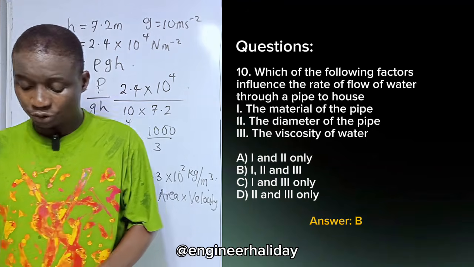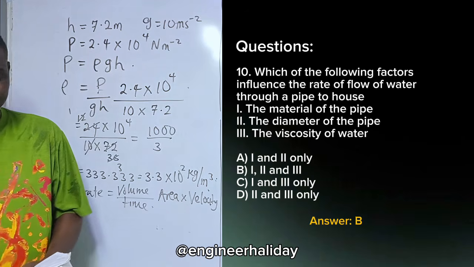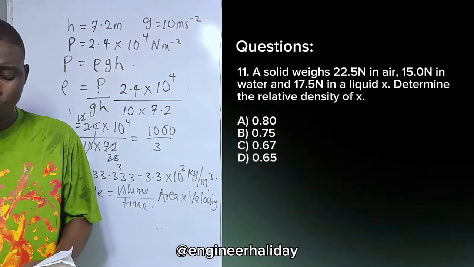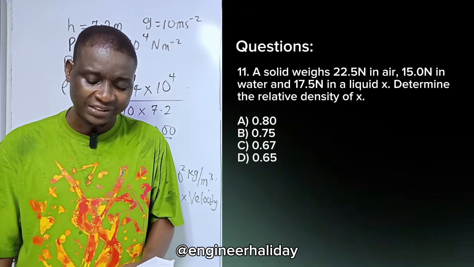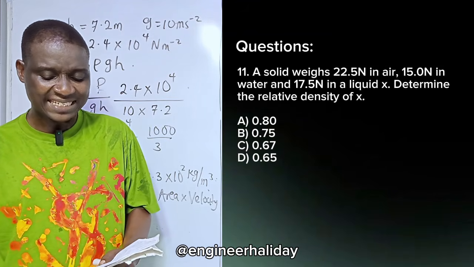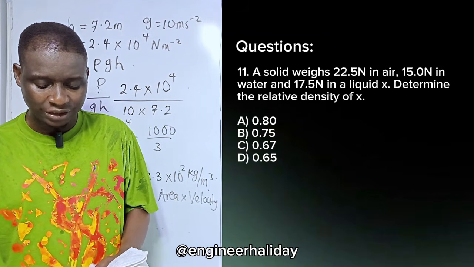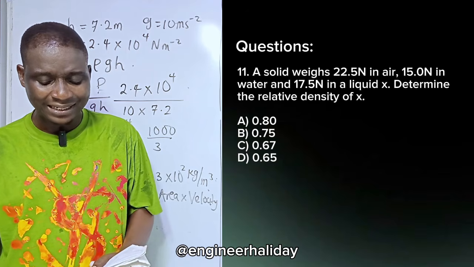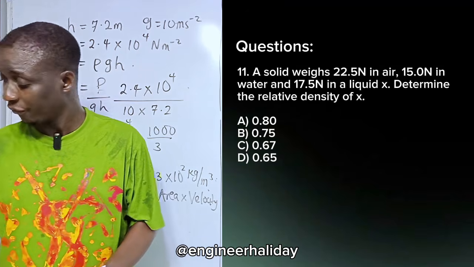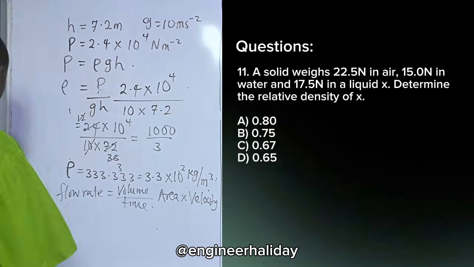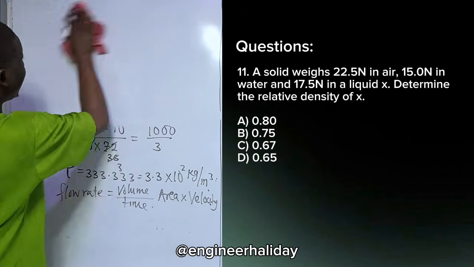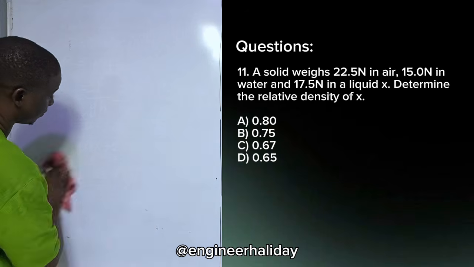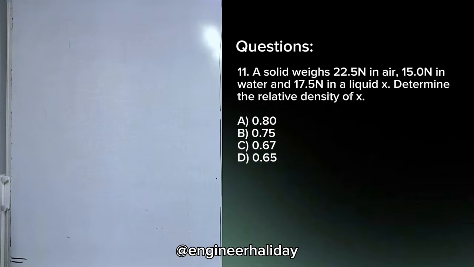Number 11 is a question on density. It says a solid weighs 22.5 Newton in air, 15.0 Newton in water and 17.5 Newton in a liquid X. Determine the relative density of X. Now what we're going to do is find the relative density of X, and in doing that we are going to use our formula. Don't forget our formula. The formula to solve that problem will now be what?